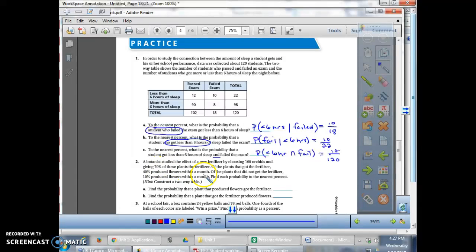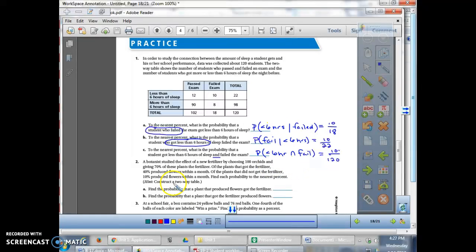All right, the next one is talking about botanists, and they're testing new fertilizer, and they have certain percentage of the plants that are producing flowers, that kind of thing. They want us to do a table. So we could do a tree diagram, but let's do a table since they suggested that we do that. Plus, we did the tree diagrams yesterday, so you should feel pretty confident about that.